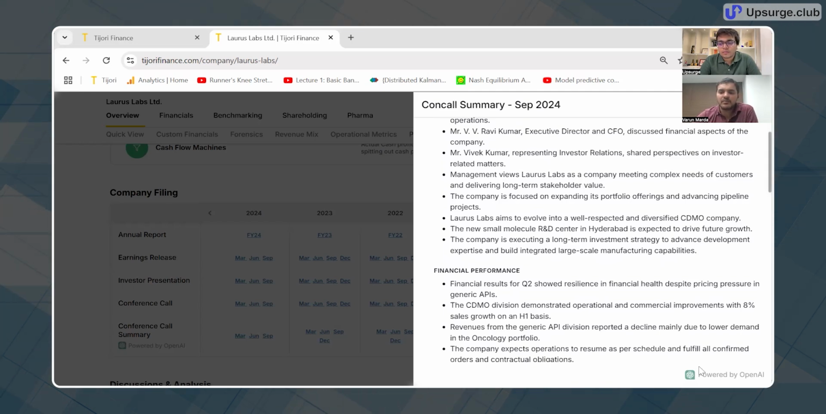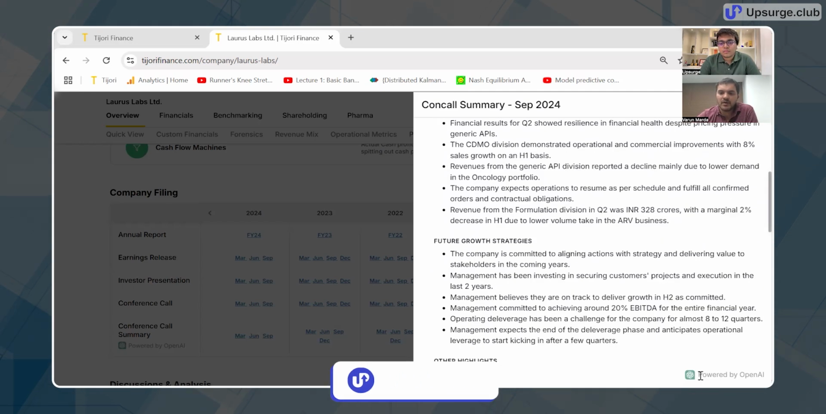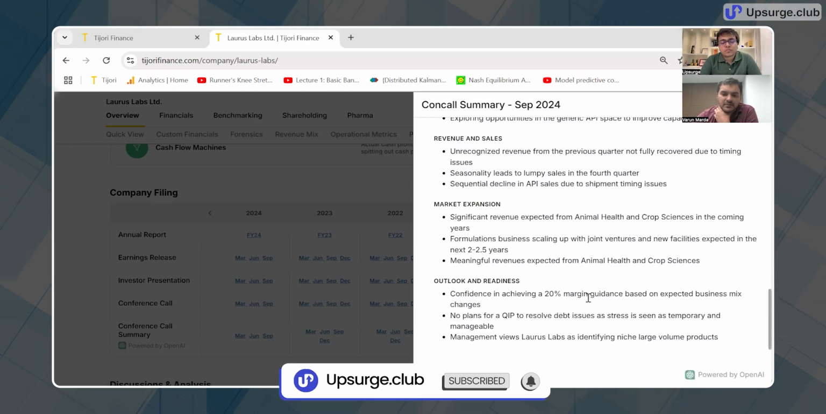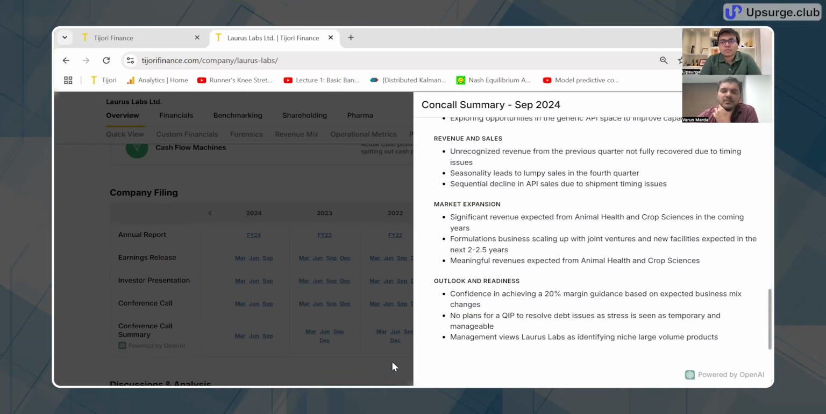Of course, you'll need to be a bit careful because the data is powered by an LLM, so some errors will definitely seep in.